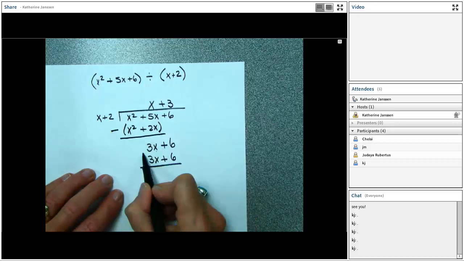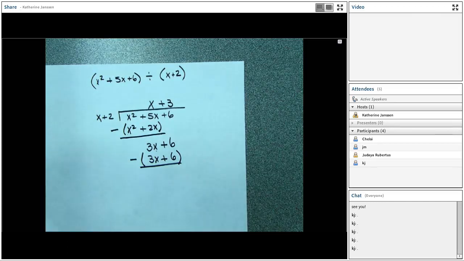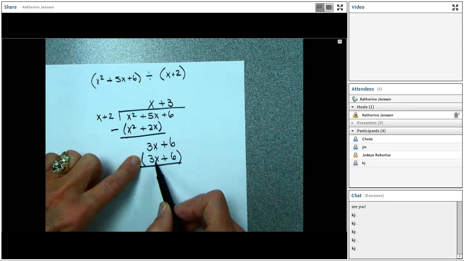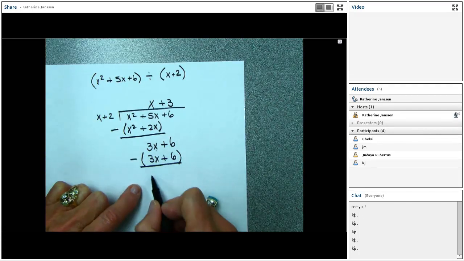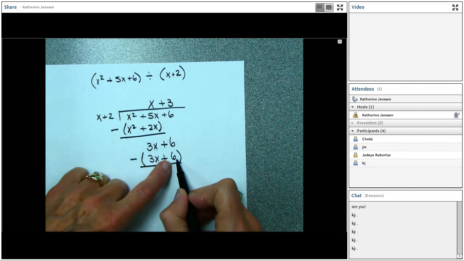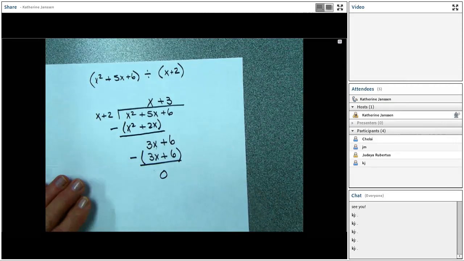Draw your line and subtract the entire polynomial. That's the most common mistake. Subtract the entire polynomial, and we are looking for the opposite of each term. So I have a 3x plus a negative 3x will be 0, and this will be negative 6 plus positive 6 is 0, for a remainder of 0.